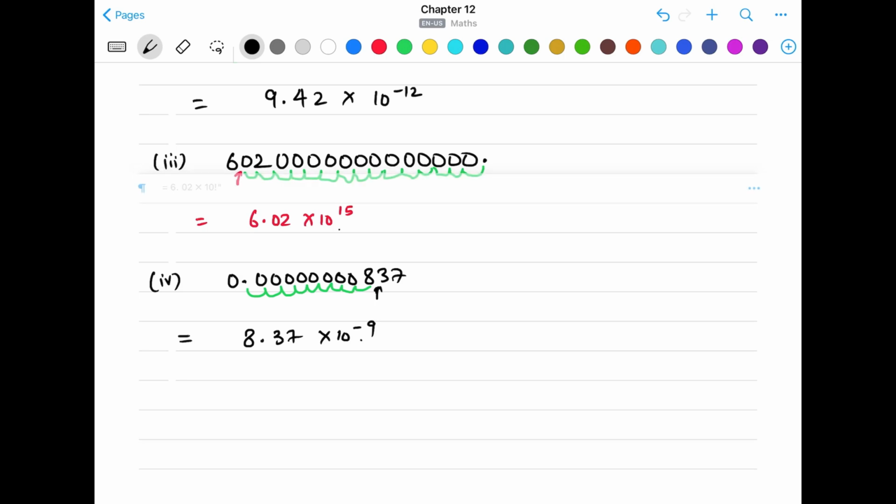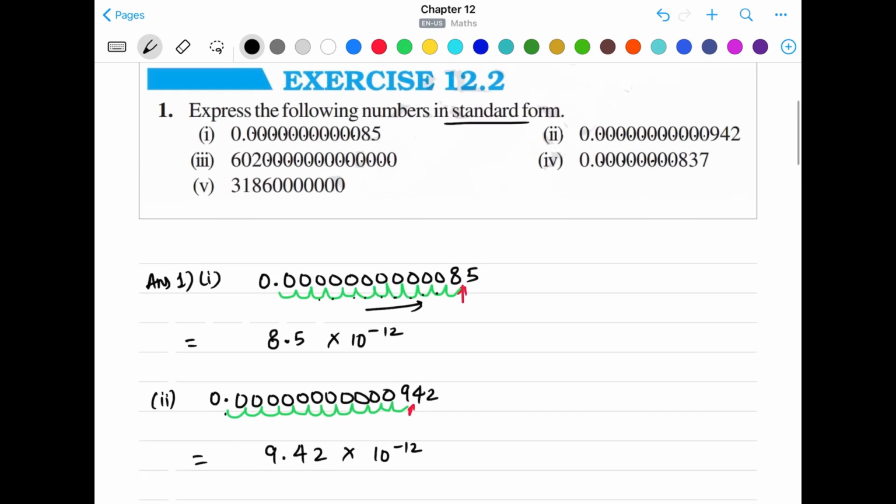So when you have such a large number like this one, and you're asked to write it in exponent form, the power of the exponent will be positive. A large number is a very big number, that means it will be in the multiples of 10, so its exponent will have a positive value. When you have a very small number, that means it is a part of a number, so its exponent will be negative.